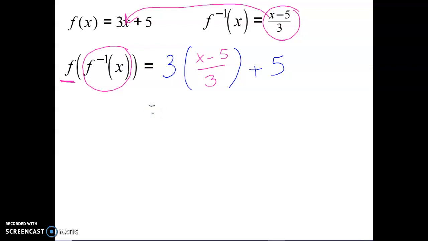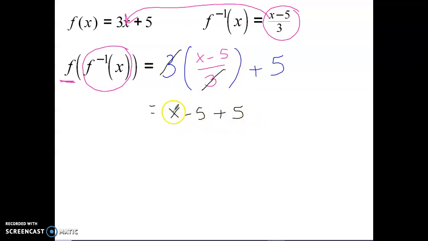Okay, so looking at this, what is the first thing that we should do? Well, I see these parentheses right here. Inside the parentheses, there's nothing that I can simplify, but I remember that parentheses mean multiply, and multiply is my next step in order of operations. So if I multiply by 3 and divide by 3, those cancel each other out. They're inverses, so they cancel out. So what I'm going to have left is x minus 5 plus 5. I don't need the parentheses anymore because I already did the multiplication that the parentheses were there for.